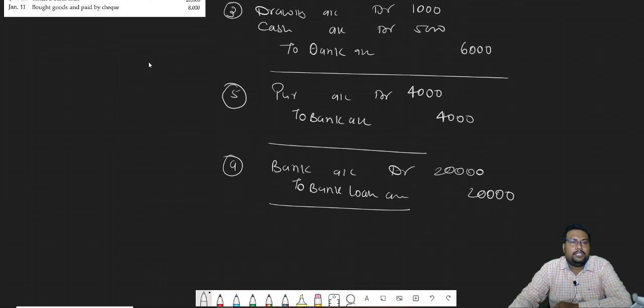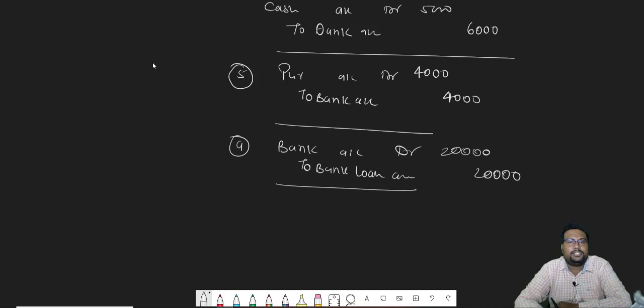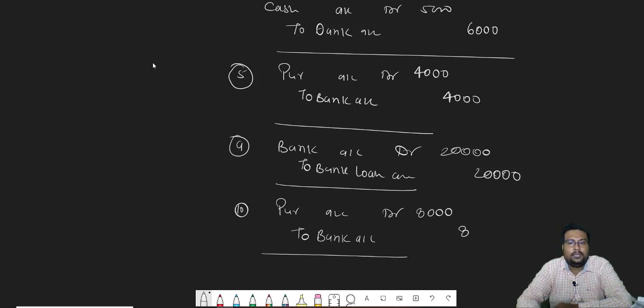Bought goods and paid by check. When you purchase the goods and pay by check, it is very simple. Again, goods are coming into the business, so purchase account debit. You can see it also if you're following the nominal account rule: bought goods means you are incurring an expense. All expenses are debit, and you are making the payment by check. So to bank account. How much? 8,000 and 8,000. So any problem in that?